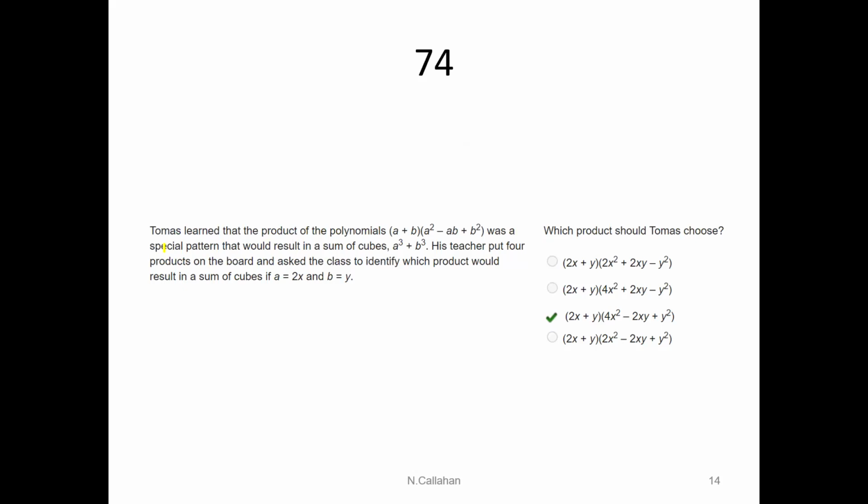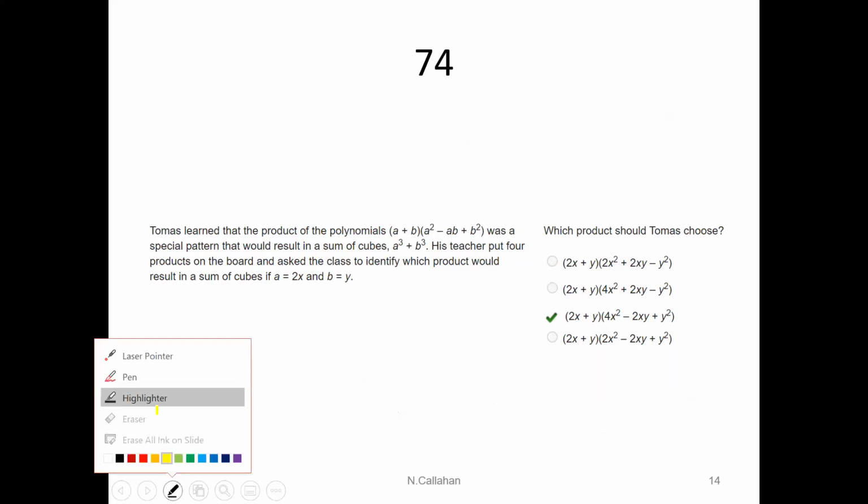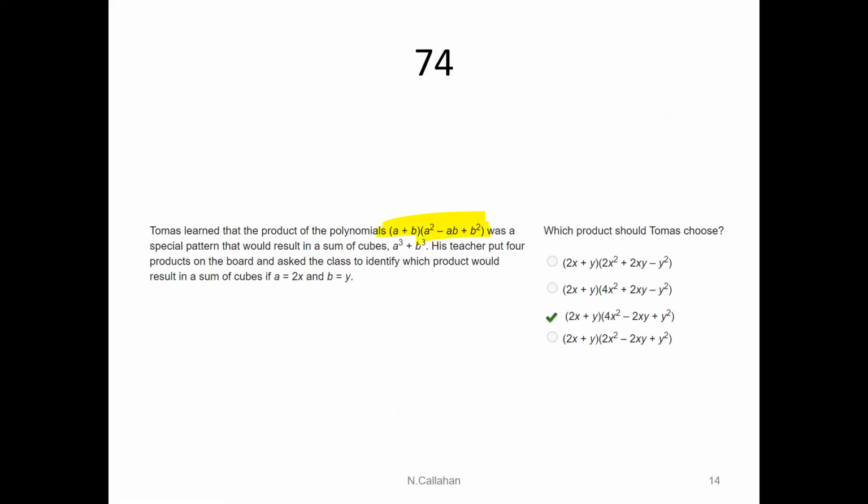All right, let's take a look at this, you guys. Which product should Tomas choose? All right, so this looks hard, but it's not difficult because guess what? This right here in yellow that I'm highlighting is the equation you're working with. And all you have to do is replace it. Every time you see an A, you replace it with a 2x. Every time you see a B, what do you replace it with? A y. So once again, anytime you see an A, replace it with a 2x. Anytime you see a B, you replace it with a y.